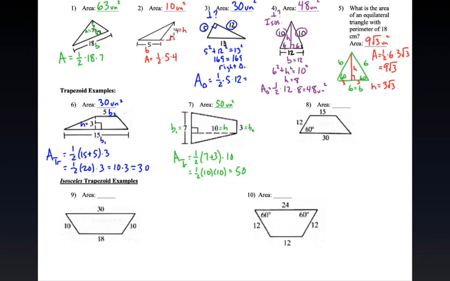Number 8, oh boy, do you see the deal here? Look at there, there's 60 degrees. Yep, we're going to do that. It gave us the two bases, B1 and B2, is 30 and 15. We're going to use those, but we've got to go find the height.